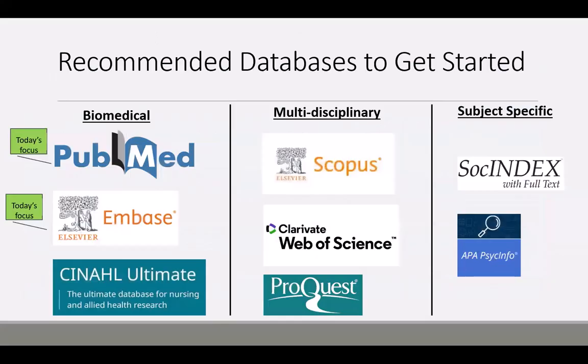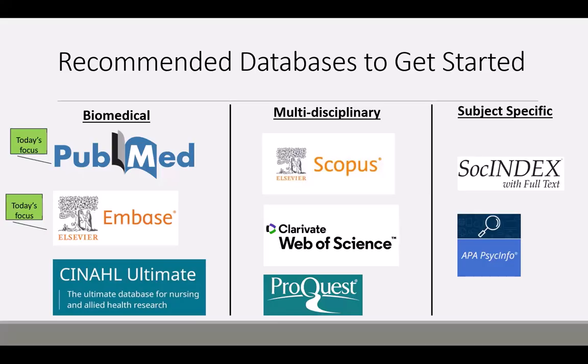Okay. All right, so if you're looking for some databases to get started, in the biomedical world, PubMed and Embase are your number one and number two. Those are ones I'm going to talk about today. And CINAHL, if you are in the nursing and allied health research, is also essential. So you have a top three.